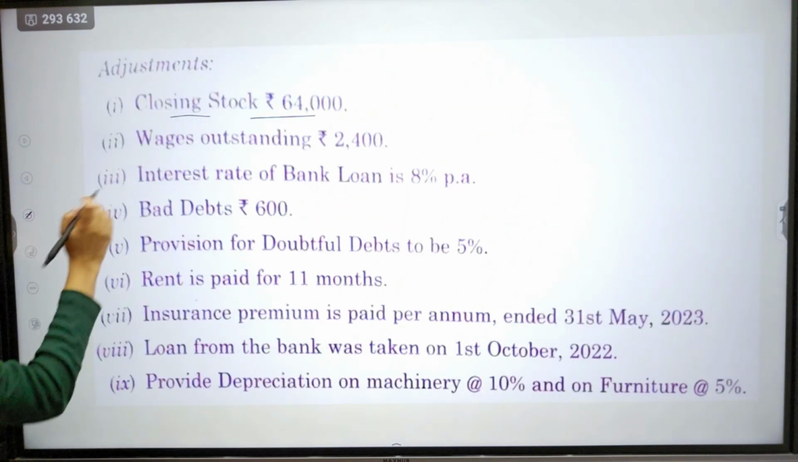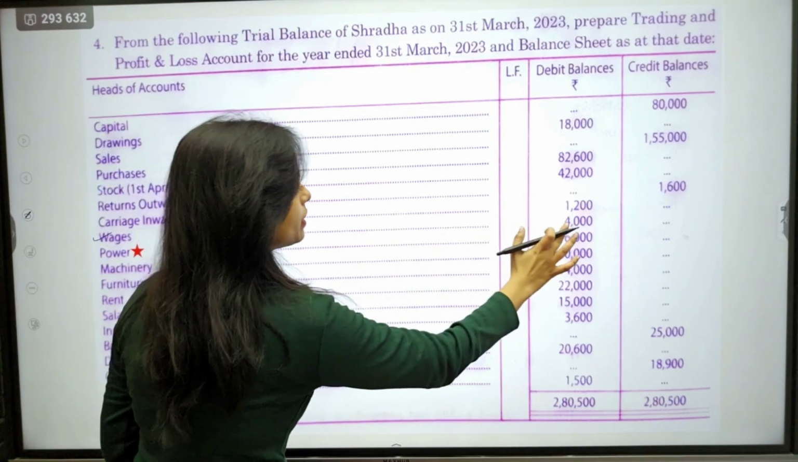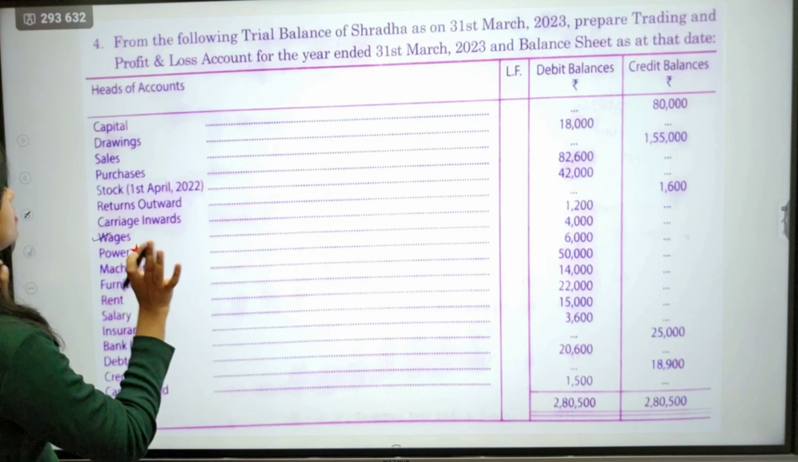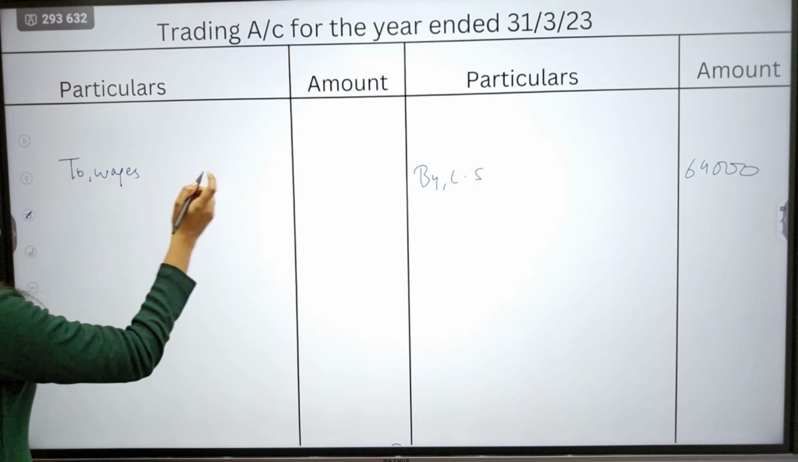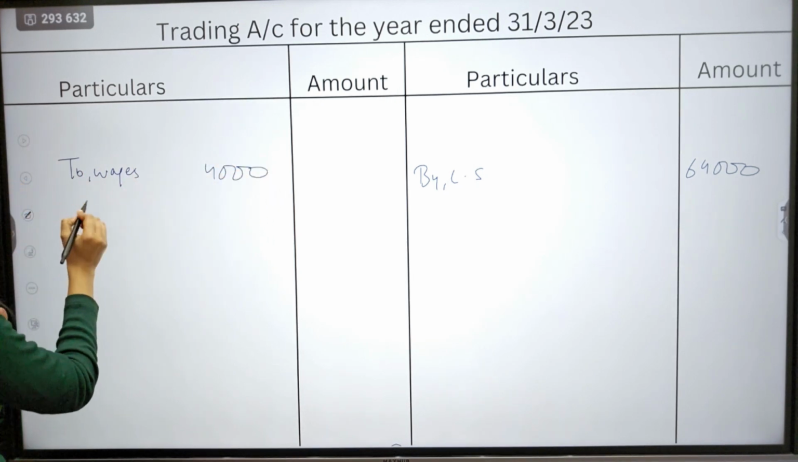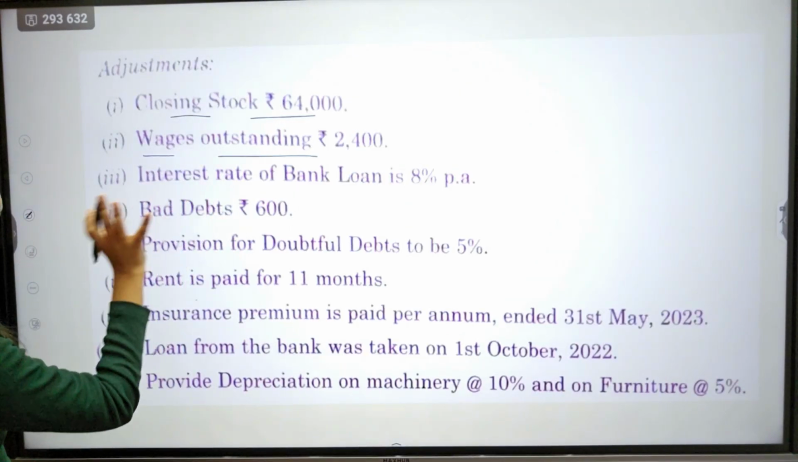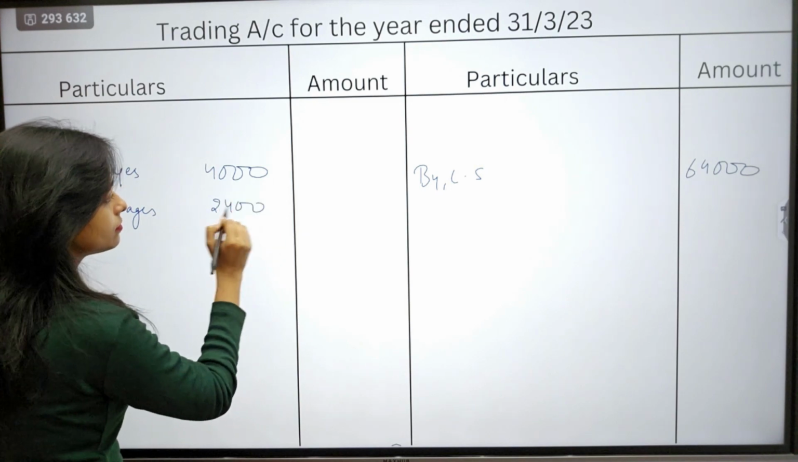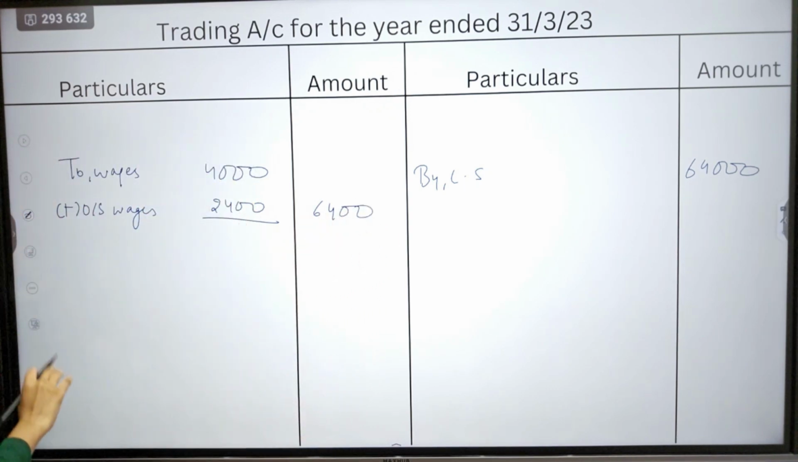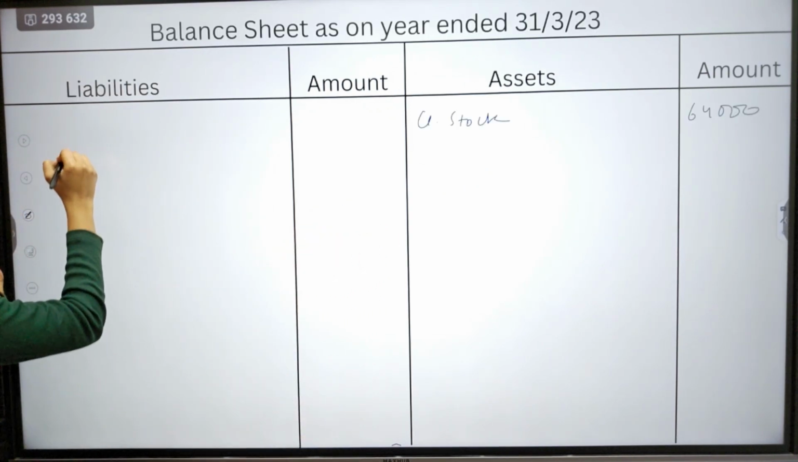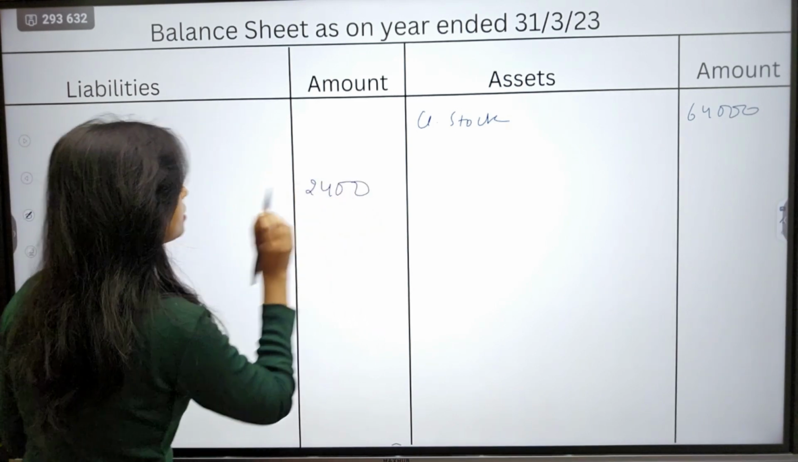Next is wages outstanding 2,400. Let's find wages over here. Wages we have paid 4,000 rupees. Wages, take a 4,000, yes. So first we'll write wages in your trading account debit side, and then we are going to write the outstanding wages. How much wages are outstanding? 2,400 rupees. This belongs to this year, 2,400 rupees also. Hence we are going to write the full expenditure 6,400 over here. Second place, outstanding wages, only 2,400 comes here.